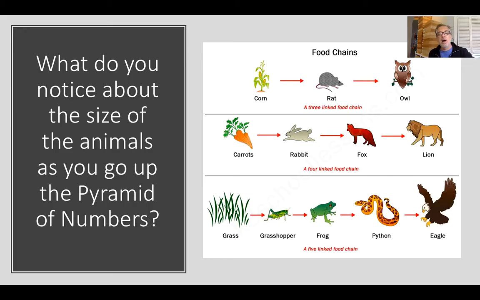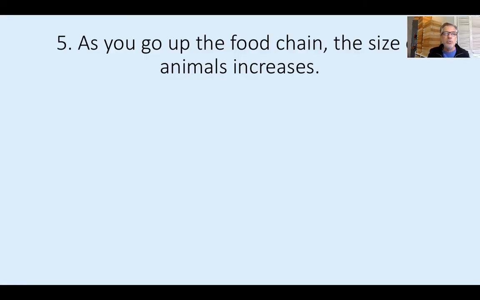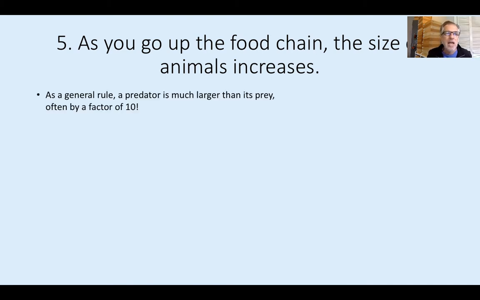Here's a graphic of 3 food chains, and I want to ask you, what do you notice about the size of the animals as you go up the pyramid of numbers? What do you notice about the size of the animals? If you need to stop the video, do that. Okay, what you should have noticed is rule 5. As you go up the food chain, the size of animals increases. And as a general rule, the predator is much larger than its prey, and it's usually by about a factor of 10. We'll talk about why that is in a bit.